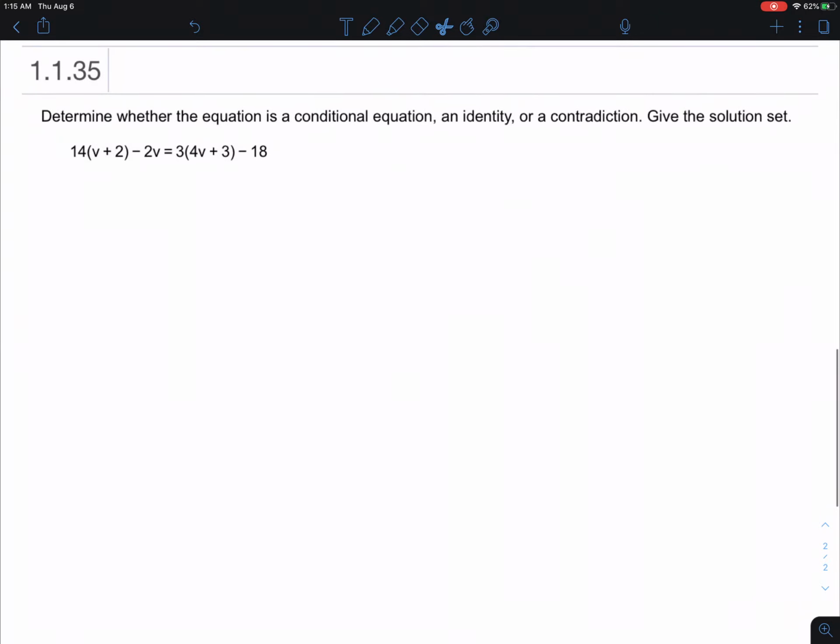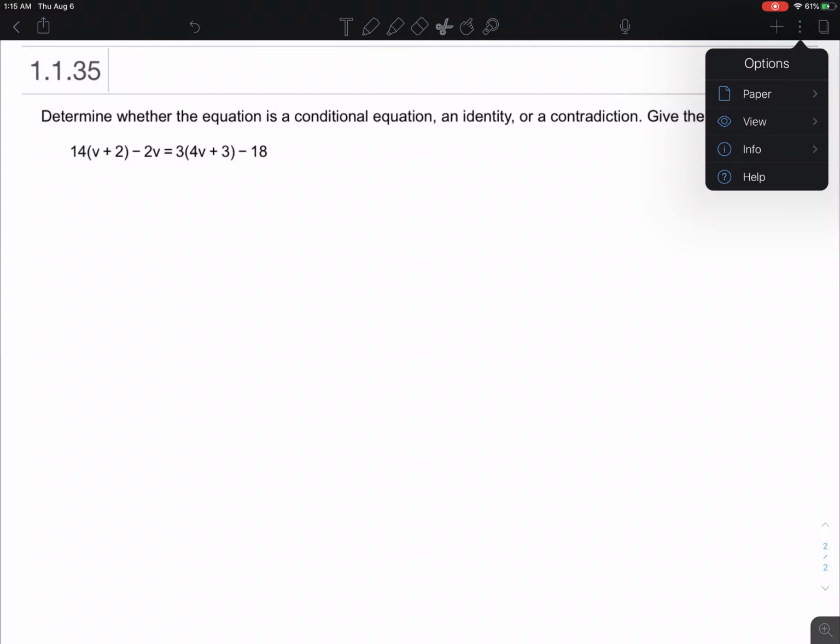We have this question from College Algebra. This question says, determine whether the equation is a conditional equation, an identity, or a contradiction, and then give the solution set. Okay, so let's work this one out.